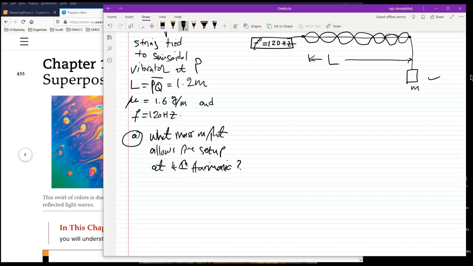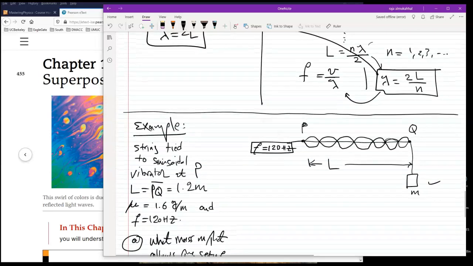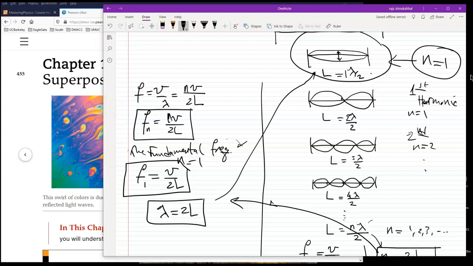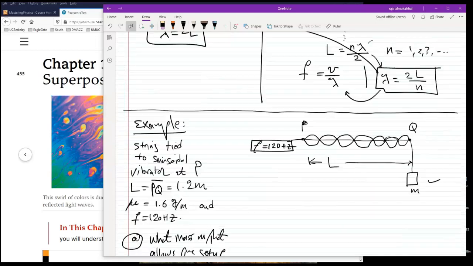Okay. I forgot to mention what the word harmonic means. Going back to what we did about the fundamental frequency, remember, right here. So when n is 1, we also call it the first harmonic. For n equals 2 it is the second harmonic, third harmonic, and so on. That's basically the harmonic here is the n number. So first harmonic is n equals 1, second harmonic n equals 2, and so on. Got it? All right.